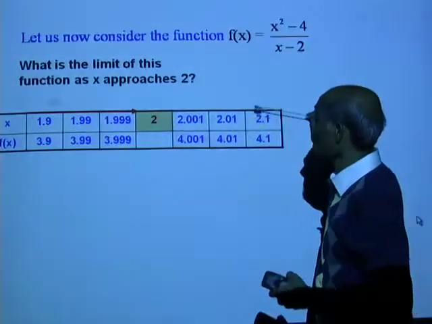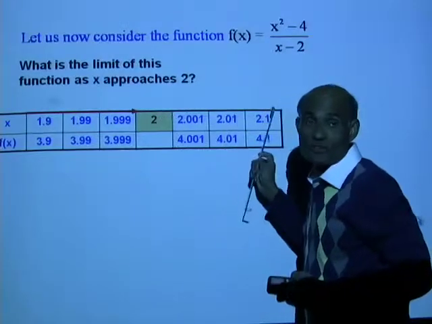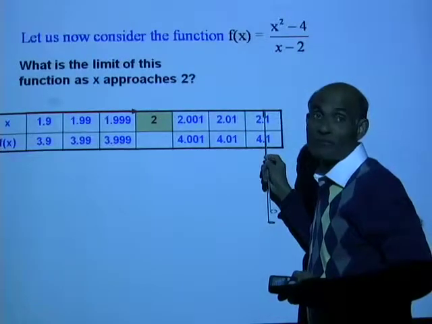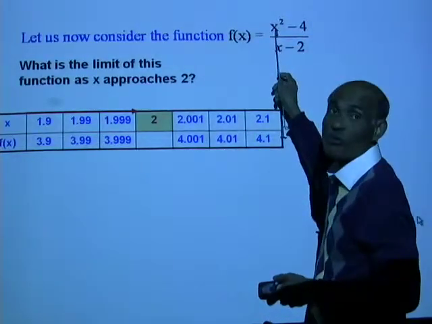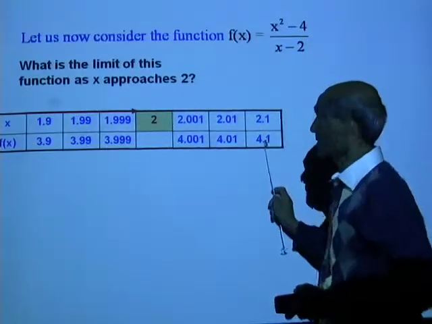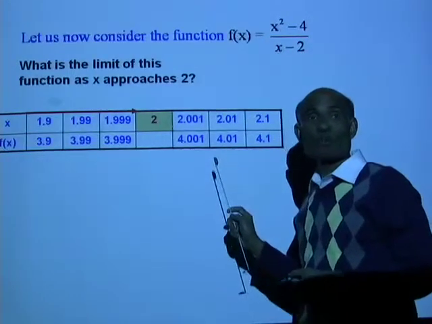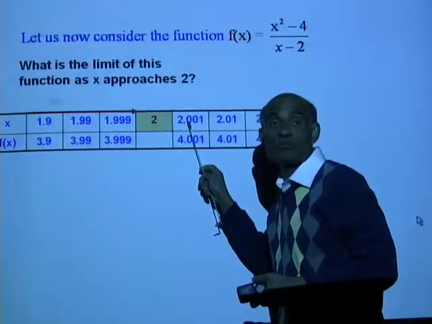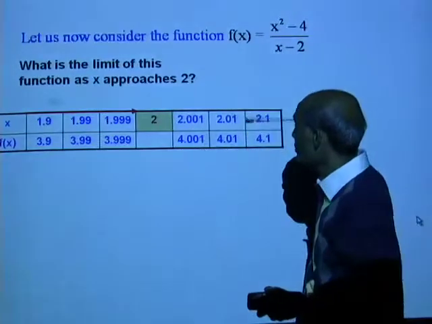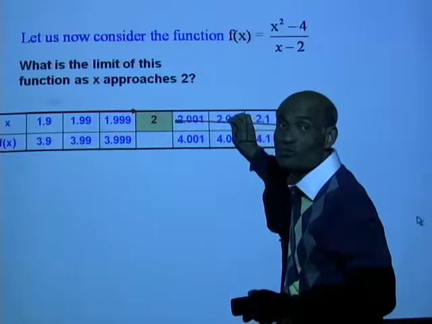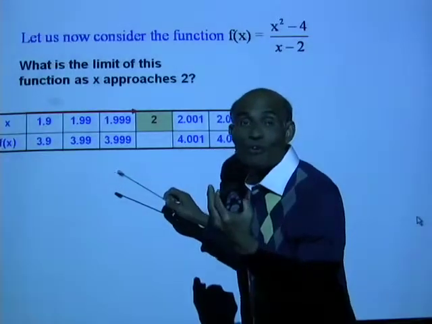Yes. Similarly, let's come from the right. You are coming towards 2, say 2.1. When the input is 2.1, now use your calculator. Put x equal to 2.1 and find the value of this. It will be 4.1. x equal to 2.01, the output will be 4.01. When the input is 2.001, the output will be 4.001. You can see as x gets closer and closer to 2 from the right, the output is trying to get closer and closer to 4.